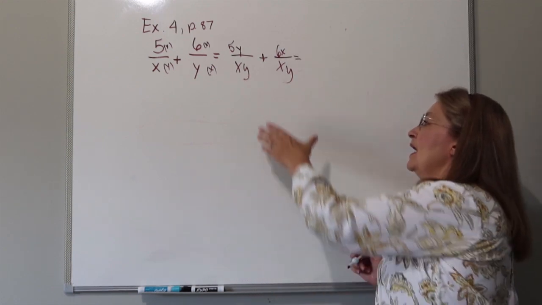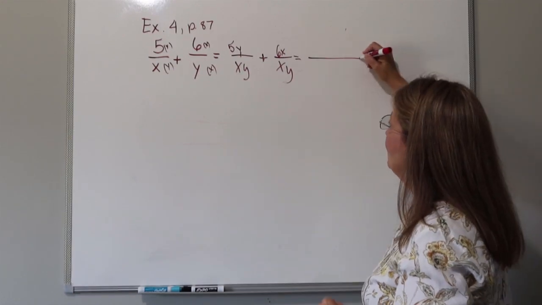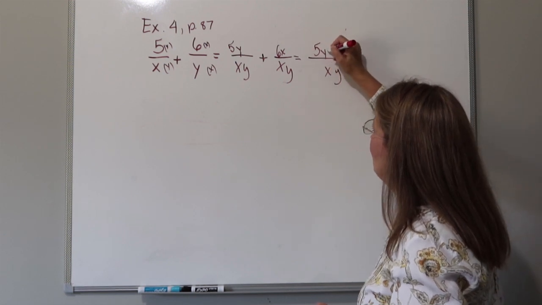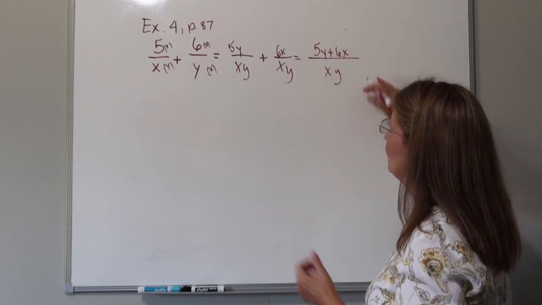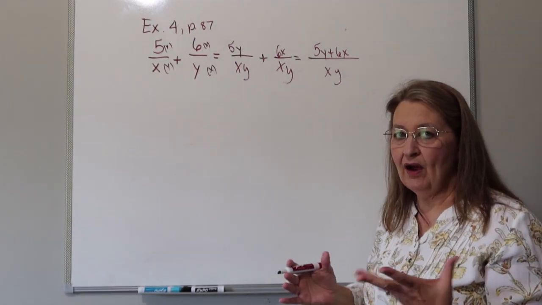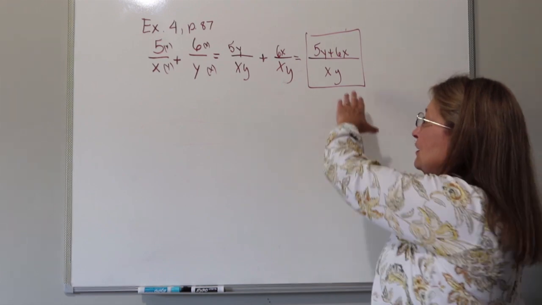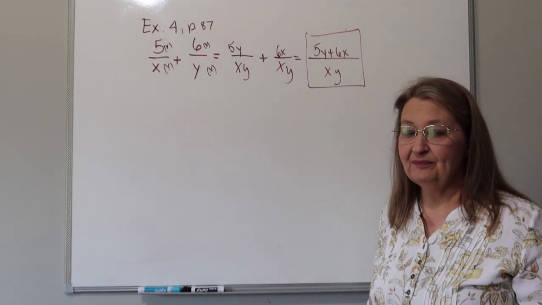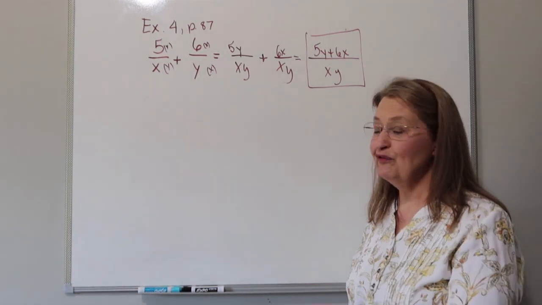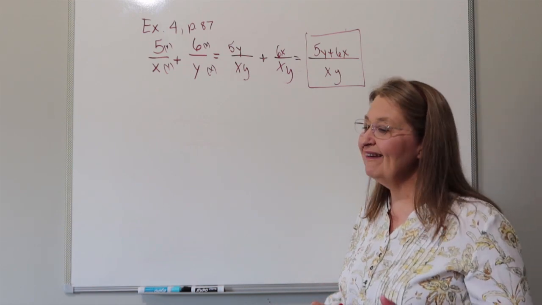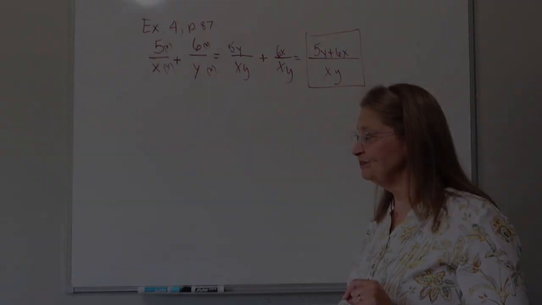Alright, now that I have a common denominator, I can just write it once and put 5y plus 6x, or you can put 6x plus 5y, either way. Alright, and not too hard. This is going to be your final answer. So looks like my regular fractions were harder than variable fractions right now, doesn't it? Well, let's look at another example.